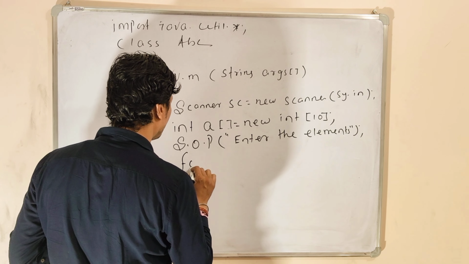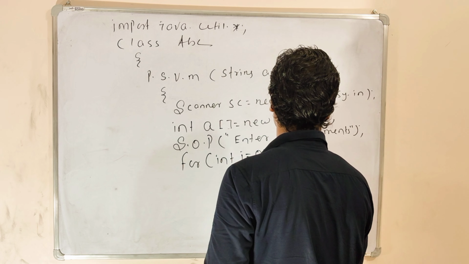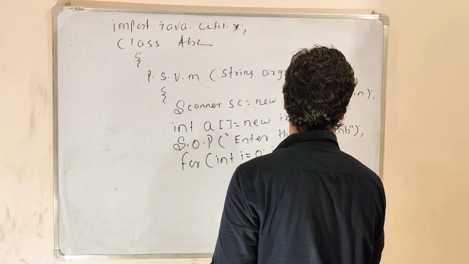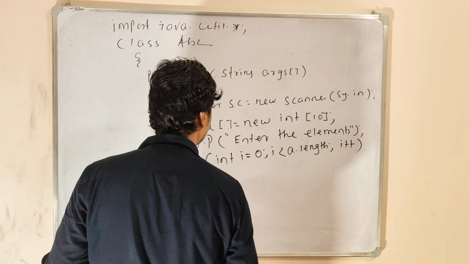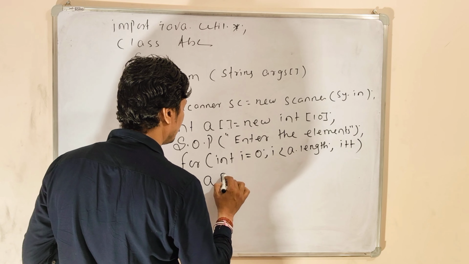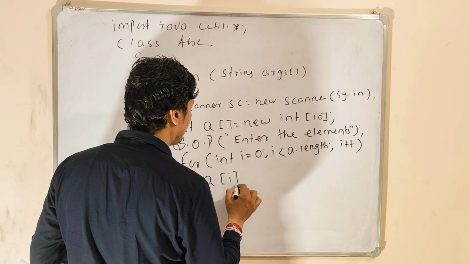A loop, which begins from 0, goes up to a.length, and i++. Then you can write A[i] equals sc.nextInt(). Is it clear? Yes, sir. That means this loop will be repeated for how many times? 10 times. And why?